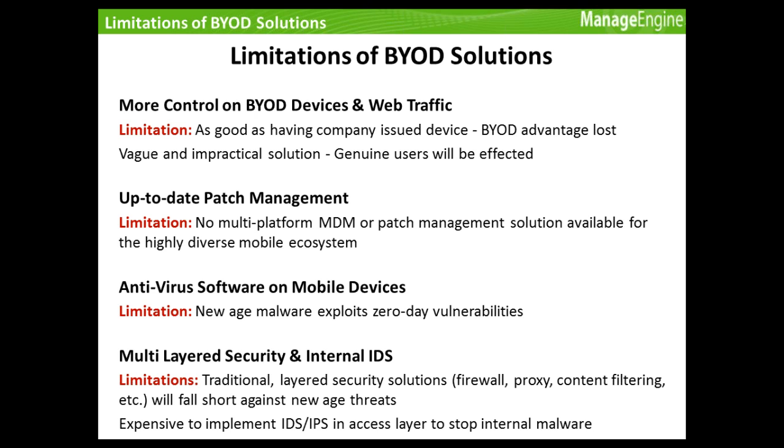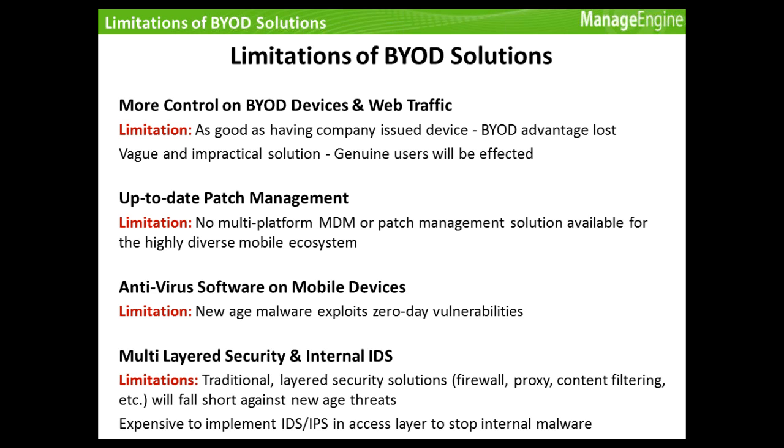And another is the traditional multi-layered security features, internal and external IDS systems. So traditional layered security solutions, like you have the router, access control list on the router, then the firewall, then the proxy server, content filtering. All these will definitely fall short against new age threats, the ones that come with mobile devices or BYOD, because like I said earlier, they all leverage or exploit zero-day vulnerabilities. They don't have a specific pattern which an IDS can detect and stop. So our IPS system will not work against them.